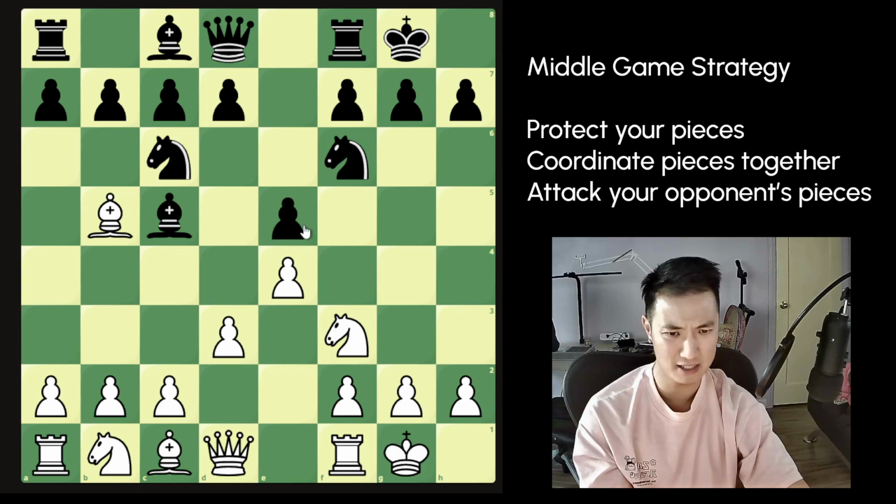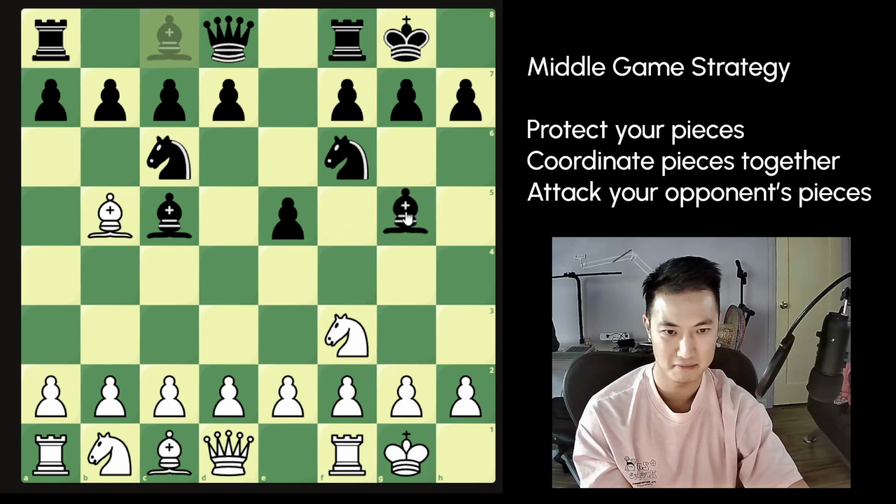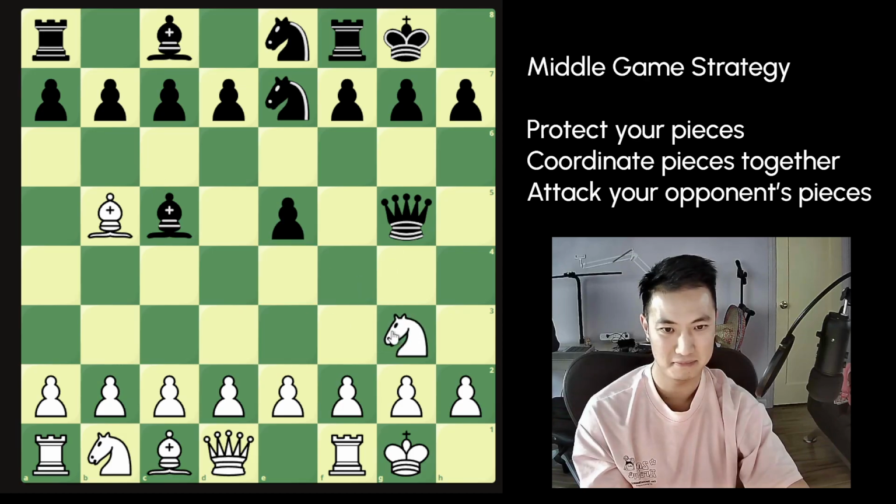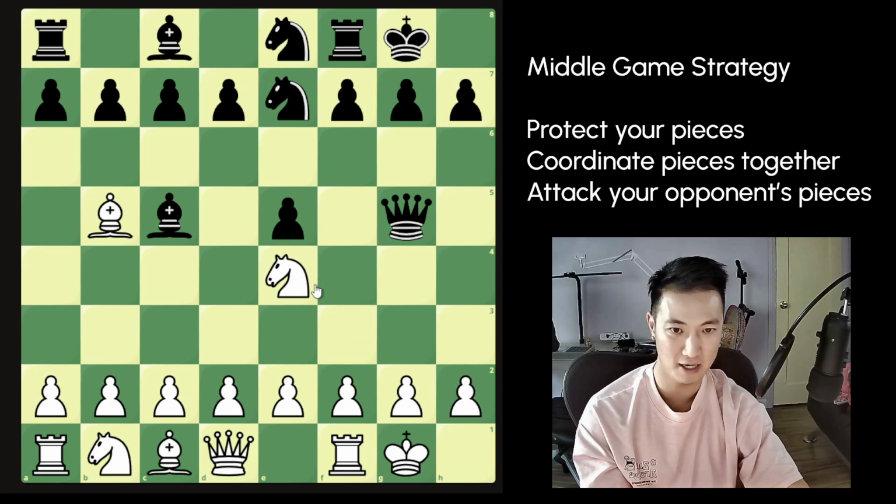I don't think there's a tactic here. I don't know if I can come up with one just off the top of my head, but let's say... what would it be like here? Okay, yeah, like that. Let's say this position occurs and I played this.